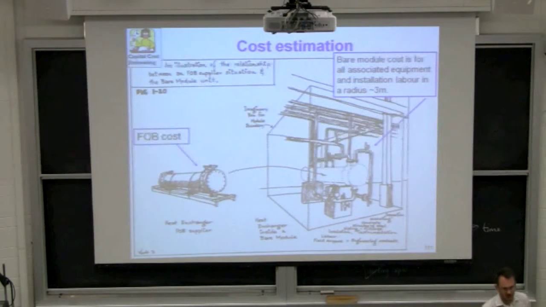So here's the idea of a bare module cost. Here's a heat exchanger on a pallet, strapped up, and it's at the FOB point. So this might be at the loading docks of the vendor, the person who's selling the heat exchanger. And I may have paid $1 million for that piece of equipment at the FOB site. All the costs then for bringing that heat exchanger to my location, and then I then have to hook up all the piping, the utilities, I have to add sensors, I have to paint those pipes and insulate them perhaps, instrumentation, all of those costs within a region that's about 3 meters by 3 meters by 3 meters is considered the bare module cost.